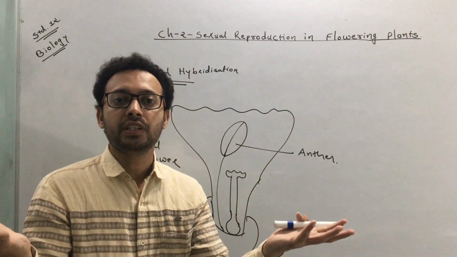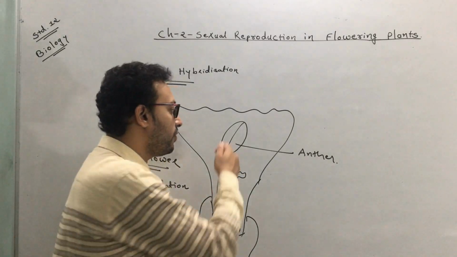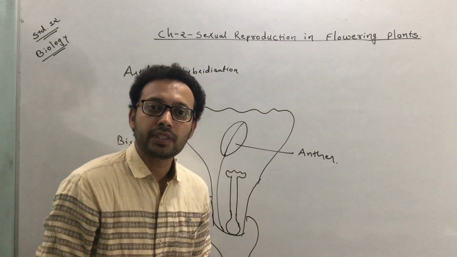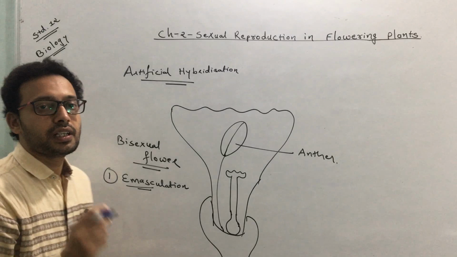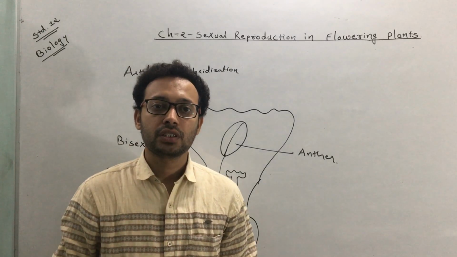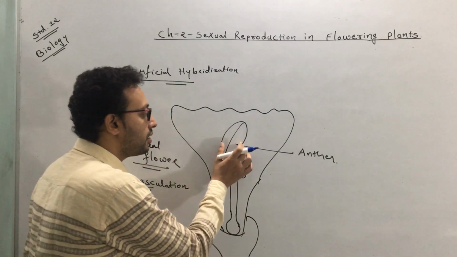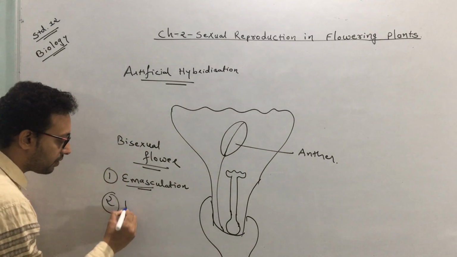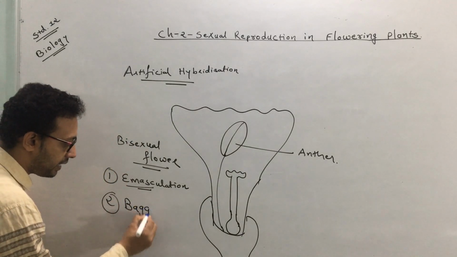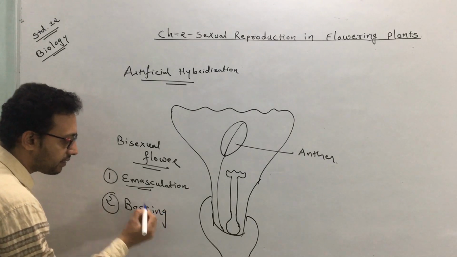Already the pollen grain has been released. So before it dehisces, we remove this anther with the help of forceps. And this process is called emasculation. Once this anther has been removed, now the second technique is going to be performed, and this is called bagging.